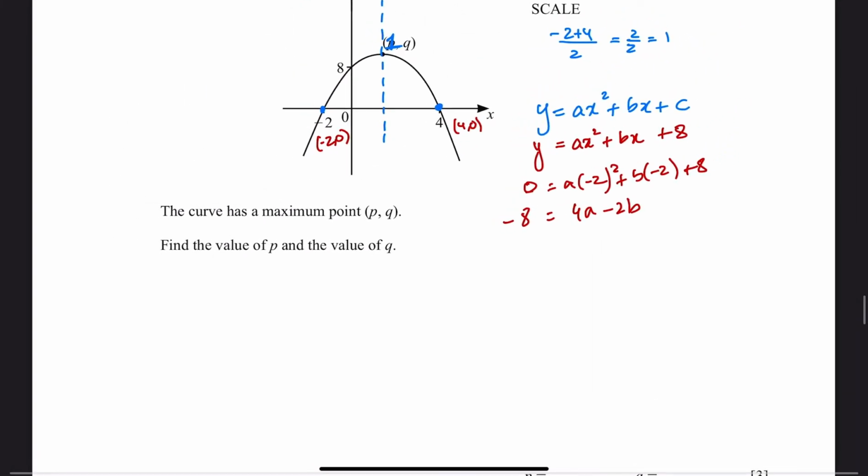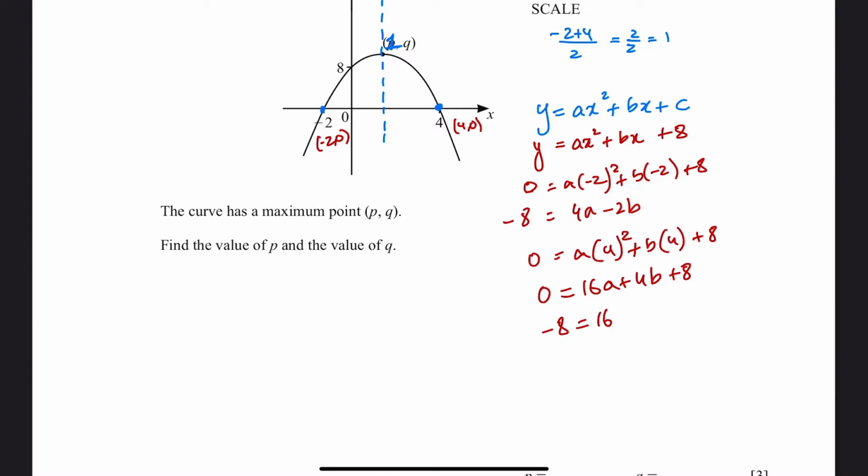And 0 = a(4)² + b(4) + 8. I get 16a plus 4b plus 8, so 16a plus 4b equals minus 8. So I have two equations.